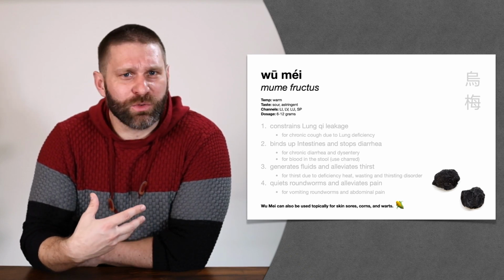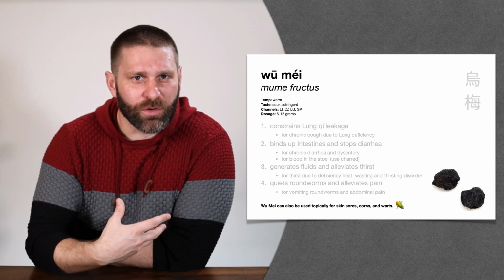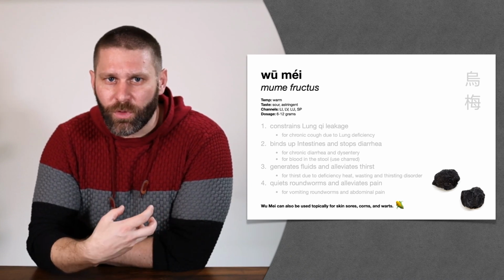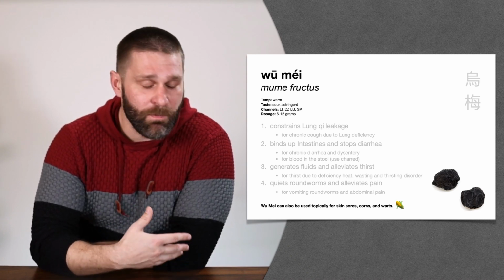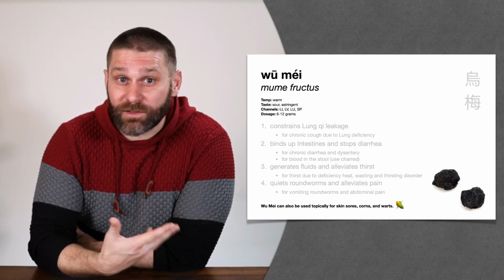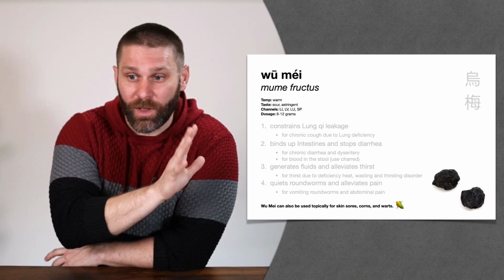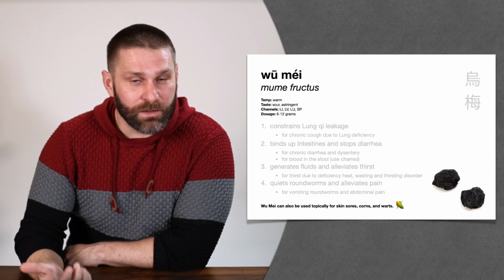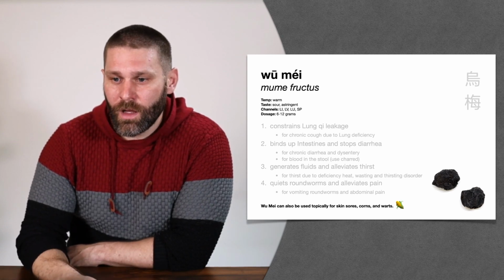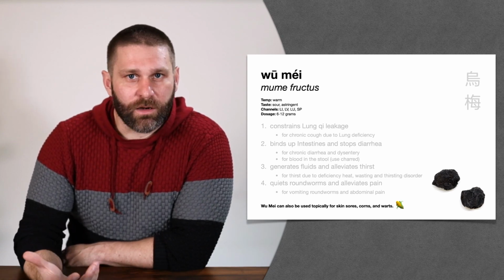So I'm not sure that you would use Wumei on the actual corn or wart. I think you would remove the wart first and then use it to help with the healing process afterwards. But I'm actually not very sure about that, so don't take my word for it. I've never used it. It turns out we have other herbs for warts, like Yiyiren, which is very famously used for warts and things like that. So I think there are other remedies.